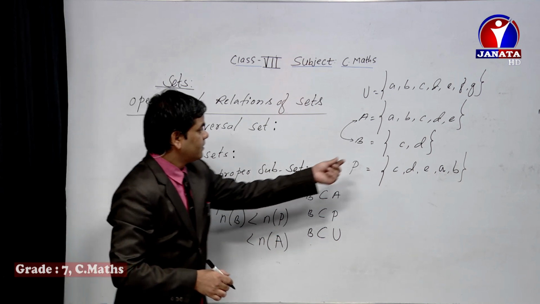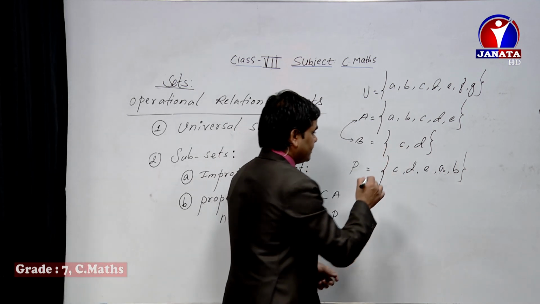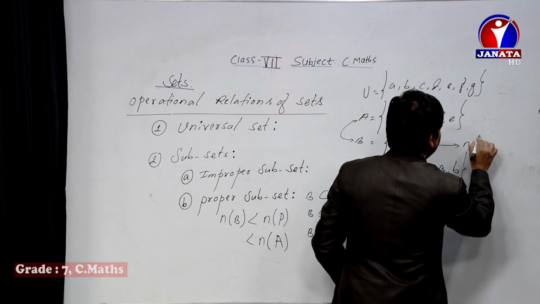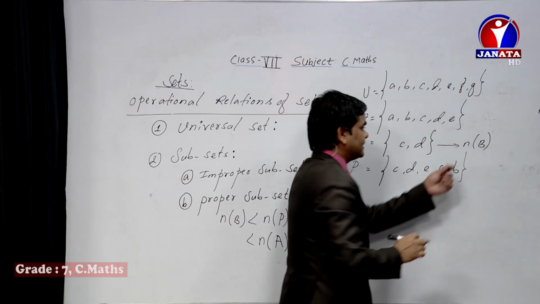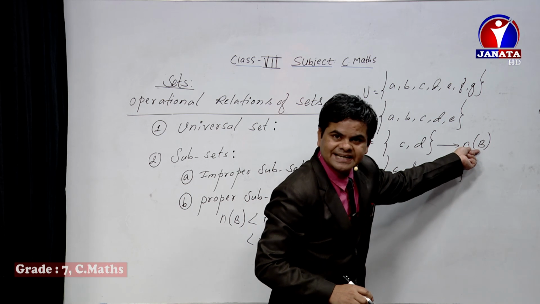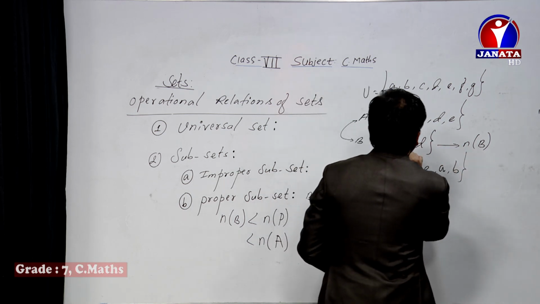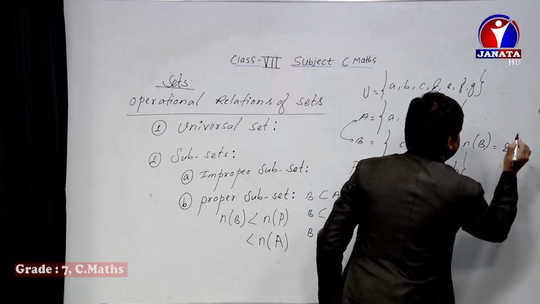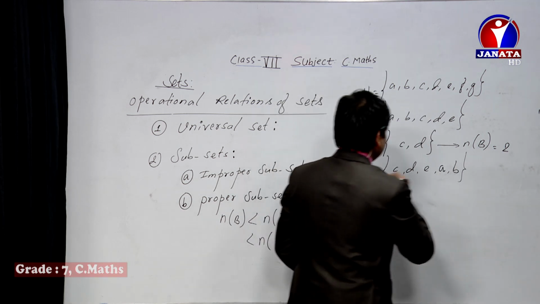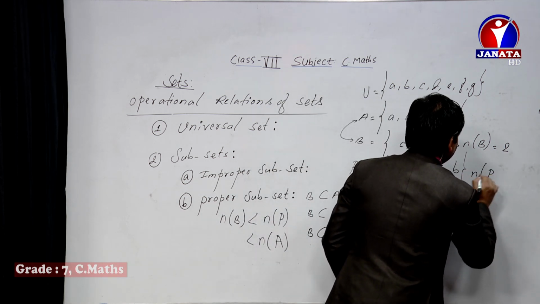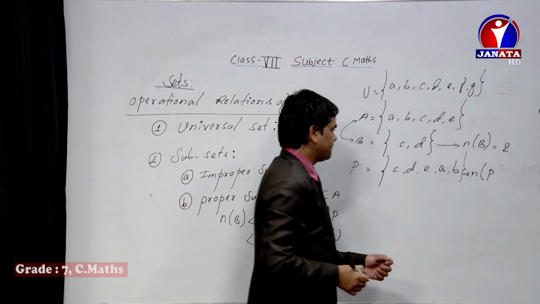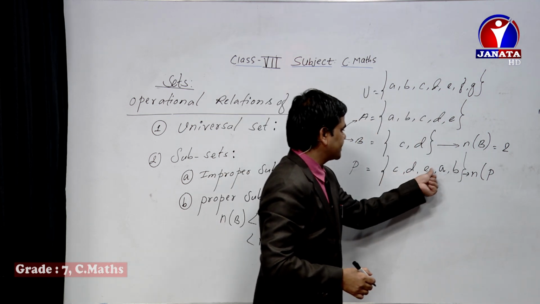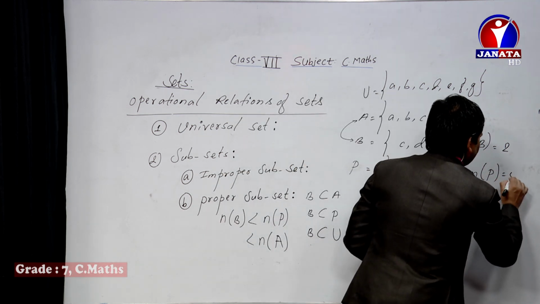How many are there? Of course, there are 2 elements. That means the number of elements contained in set B equals 2: 1, 2. And in case of set P, if you want to find out the cardinality, how many are there? 1, 2, 3, 4, 5. So here are 5 elements.